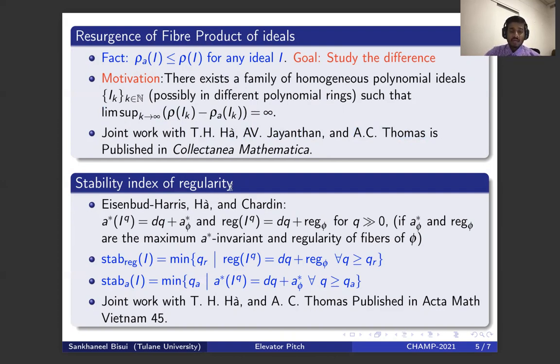stability index of the regularity and the a-star invariant. This project was motivated by the result of Eisenbud-Harris, Tai Ha, and Chardin, which states that, with some conditions, the a-star invariant and the regularity have an asymptotic linear behavior. So we wanted to study the stability index of the regularity and the stability index of the a-star invariant. All the results from our joint work with Tai Ha and Abu Thomas have been published in Acta Mathematica Vietnamica.